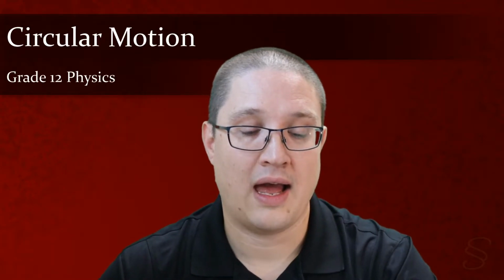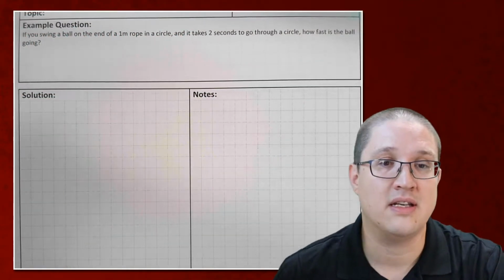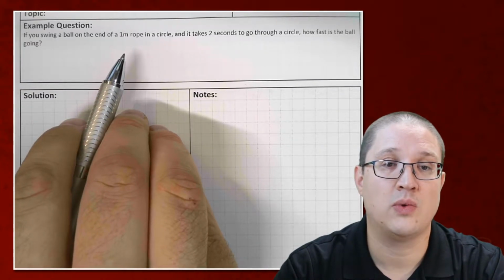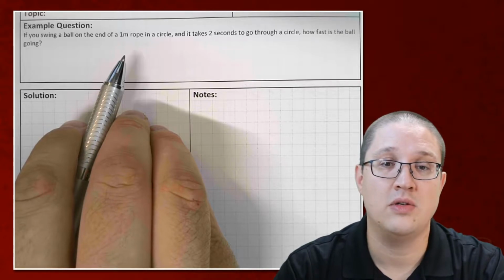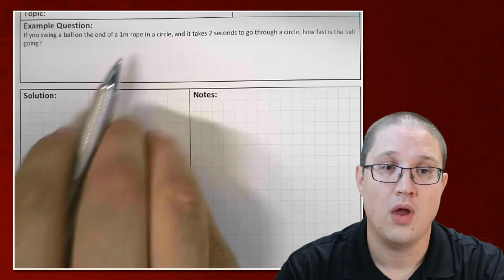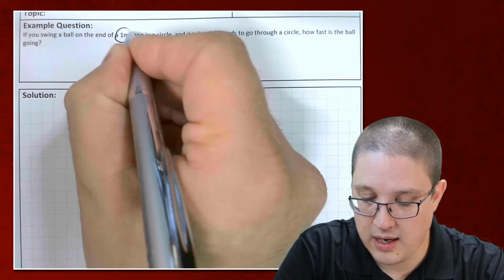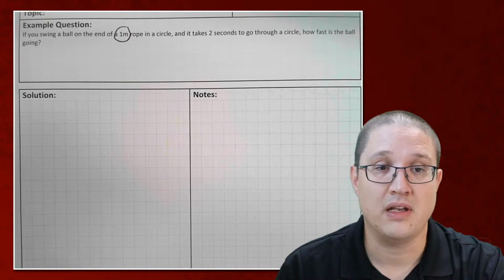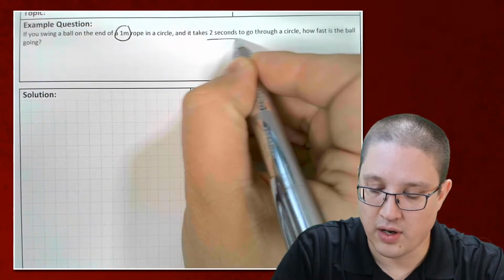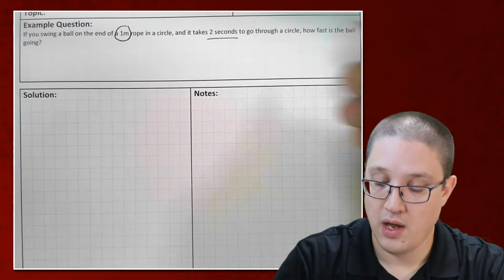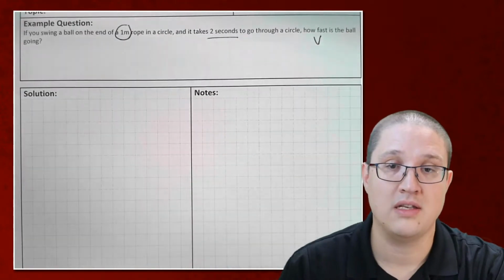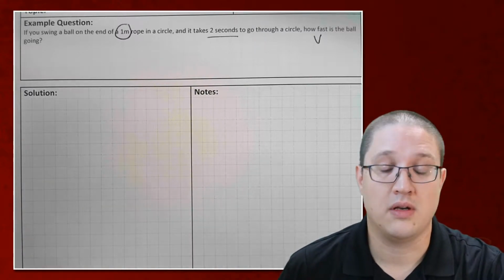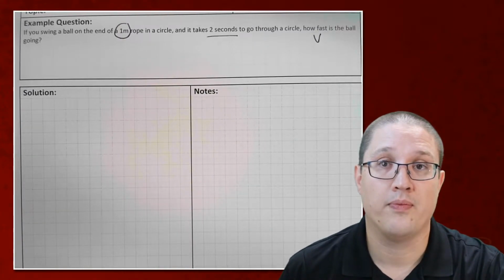Now let's take a look at an example here right away to see if we can figure this out. Let's say you have a ball on the end of a rope and you're swinging it in a circle and it takes 2 seconds to go through the circle. Well, I have here a distance or a length or something like that, and I've got a time here. I'm looking for a velocity. So can I figure that out using the formulas I already know?